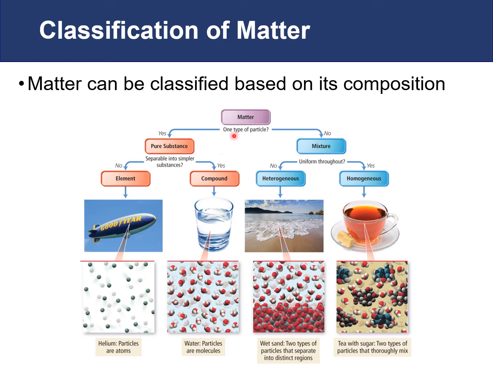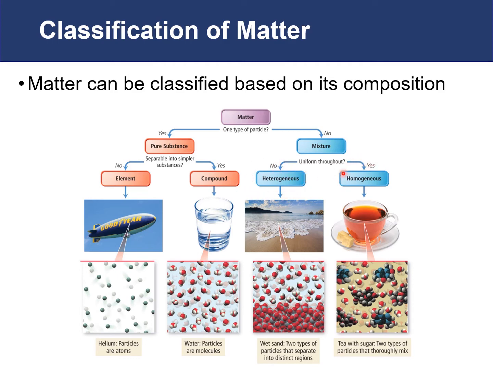Going down our other route, let's say our container has multiple different types of molecules. We would call that a mixture. We then need to determine, is the mixture uniform throughout? So if it is yes, we call that a homogeneous mixture. If it is not, it is a heterogeneous mixture.